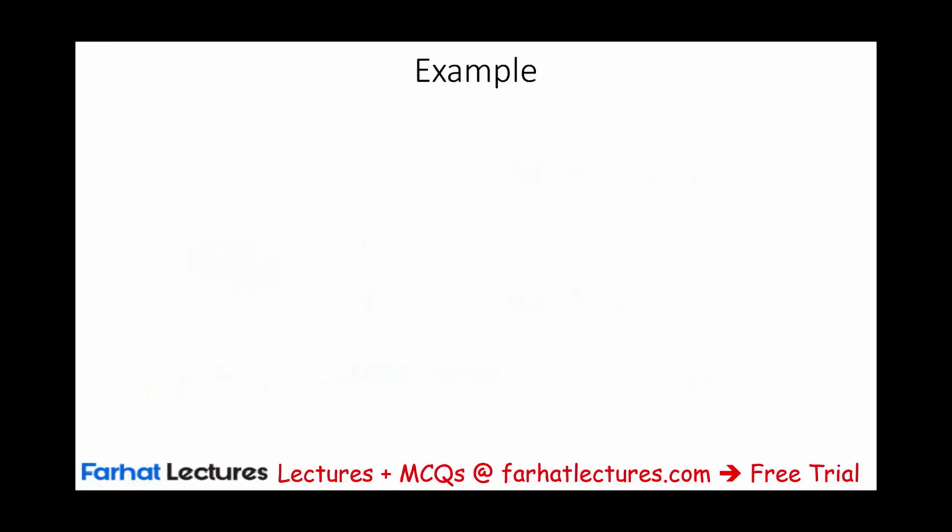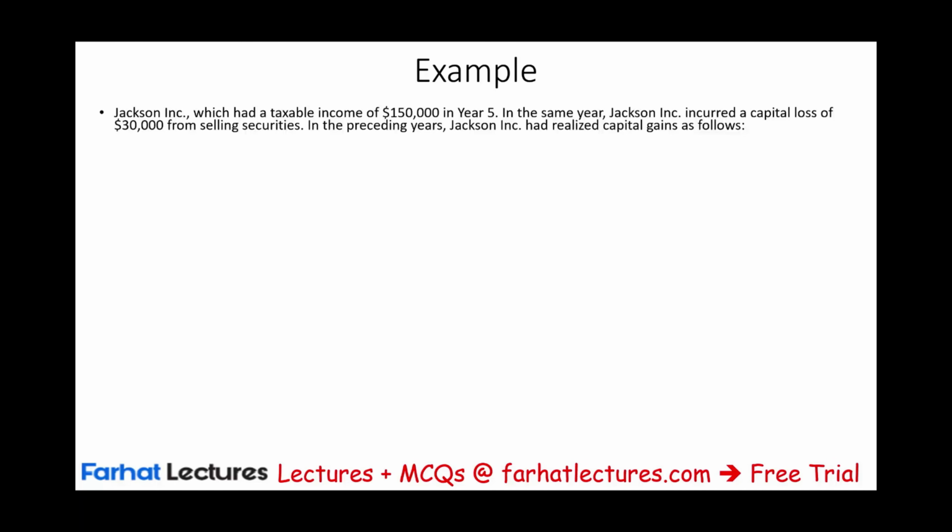Let's take a look at an example to illustrate what we talked about so far. Let's assume Jackson Company has a taxable income of $150,000 in year 5. In the same year, they incur a capital loss of $30,000 from selling securities. In the preceding years, they had realized capital gains as follows: year 2, $10,000; year 3, $8,000; and year 4, $6,000. So this year they have too much capital loss. What are they going to do now? Most likely the best way to approach this is to take those losses and go back to year 2, and offset the capital gains in year 3 and year 4, because you want to get an immediate benefit.